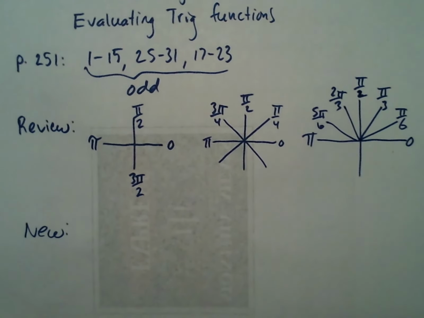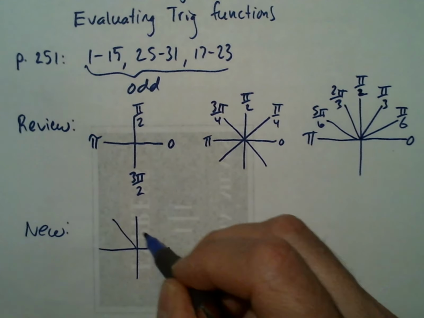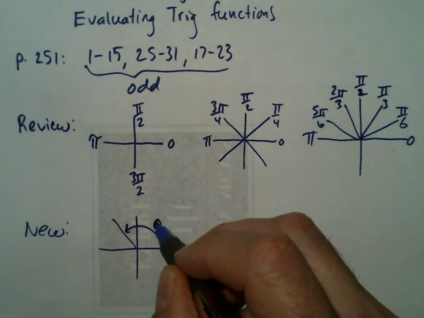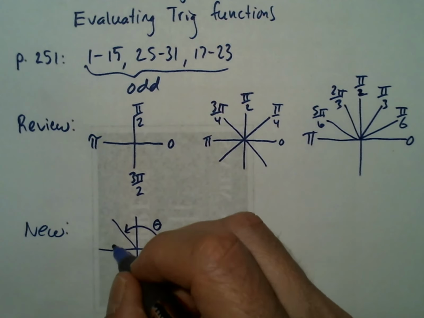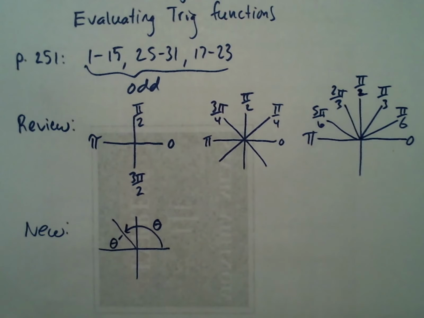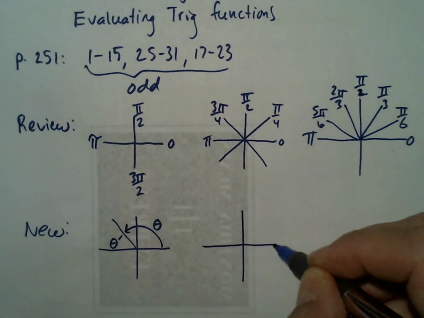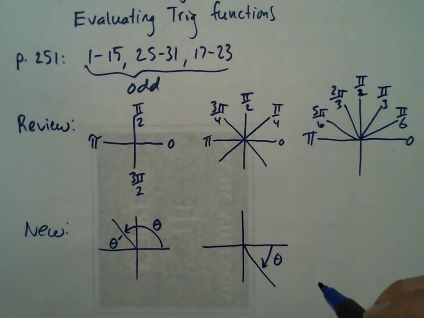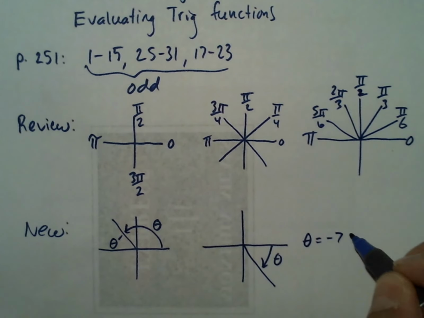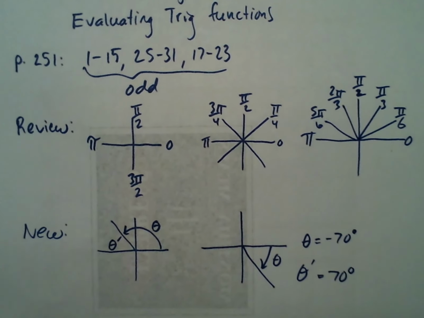Okay, so a new concept for today, new vocabulary is, if we rotate to that angle, and that is theta, then this is called the reference angle. That little mark means the reference angle, and the reference angle will always be positive, even if theta is negative 70 degrees, then the reference angle is 70 degrees.